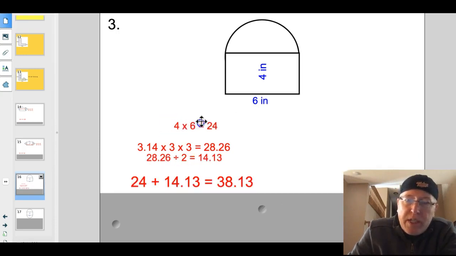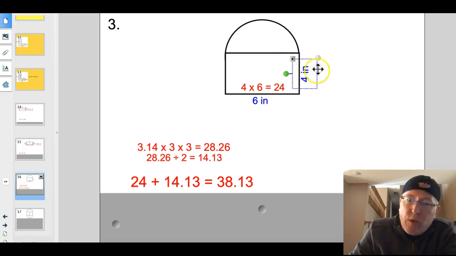Once again, we've got that same rectangle, 4 times 6. I'm going to slide that one over there to make it a little more clear. We've got 24 in that rectangle, but now we've got to find the half circle. If this line is 6 inches, that means that line is 6 inches. That also means this line here, the radius, is going to be 3 inches. So that's how you find the area of this.